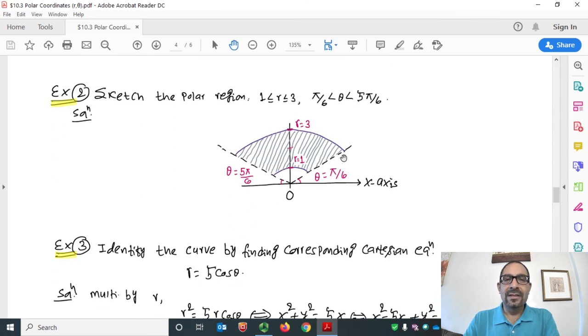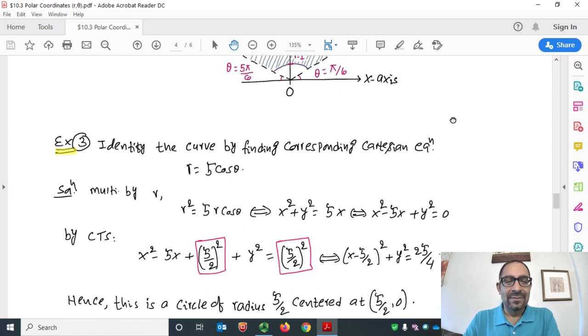Example 2. Sketch the polar region given by r between 1 and 3 and theta between pi over 6 and 5 pi over 6. Great. So in the polar axis here, theta equals pi over 6, theta equals 5 pi over 6, and r equals 1, and r equals 3. So this shaded region is the required region. Awesome. Let's move on. Example 3.